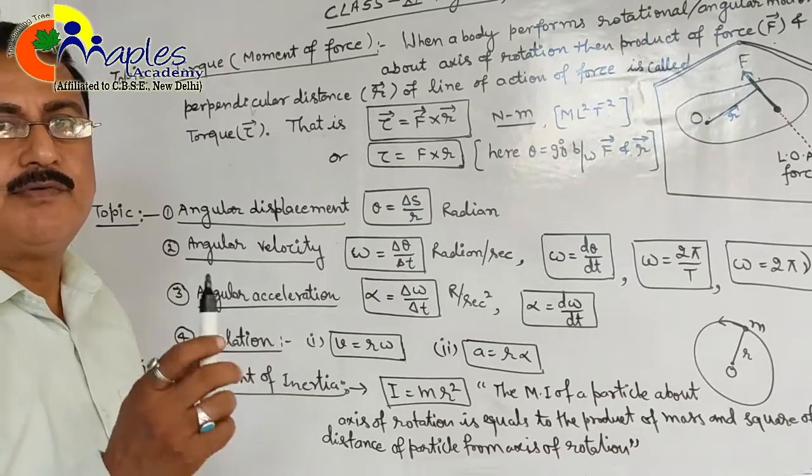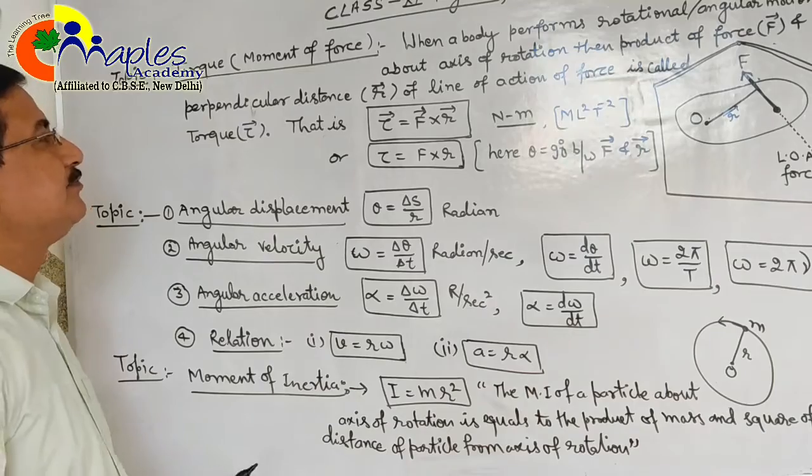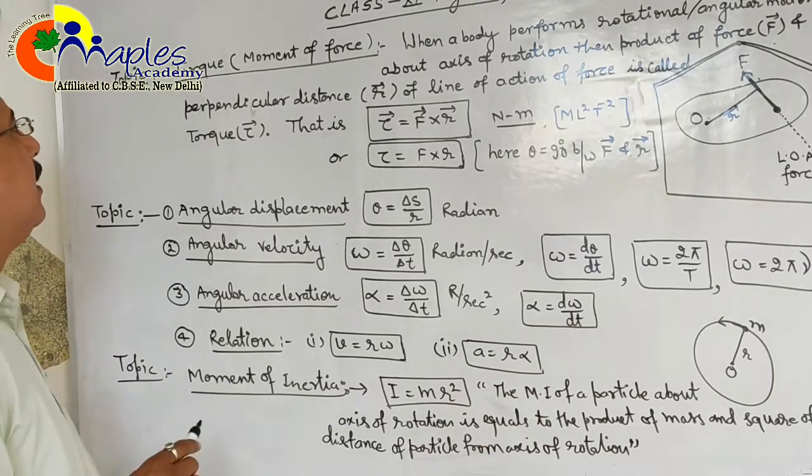When a body rotates about a fixed point, then it is called rotational motion, just like Earth around its axis, the wheel of the vehicle, etc.